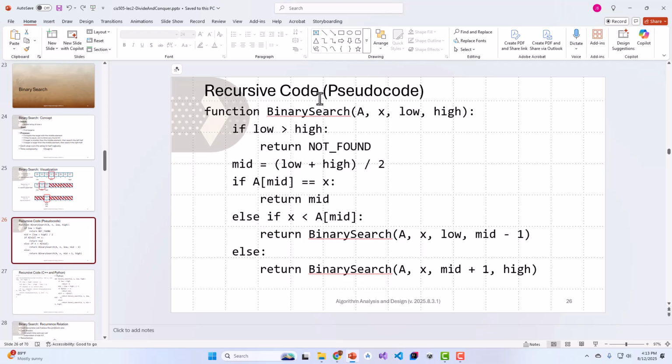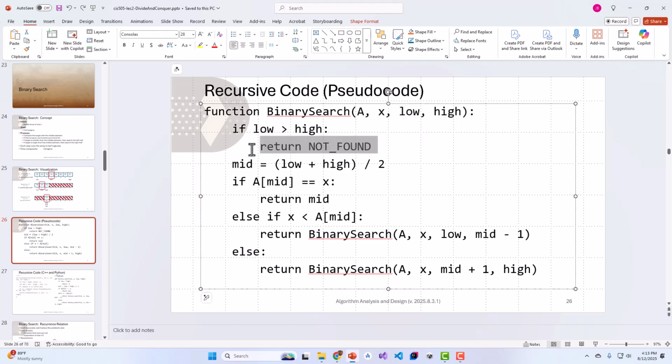This is just recursive code, kind of a pseudocode thing. If the low is greater than the high, that means it wasn't found. Mid is calculated as the quantity low plus high divided by 2. Okay, and generally truncated down. If the mid is equal to the x, that means we found our target. So we return the midpoint, indicating that index is where we found it.